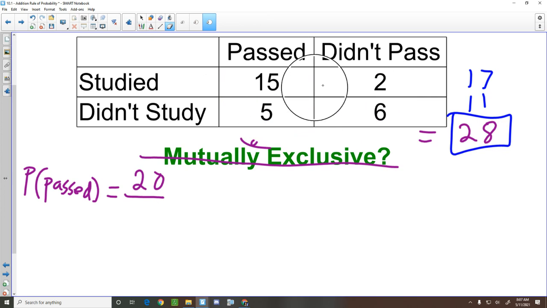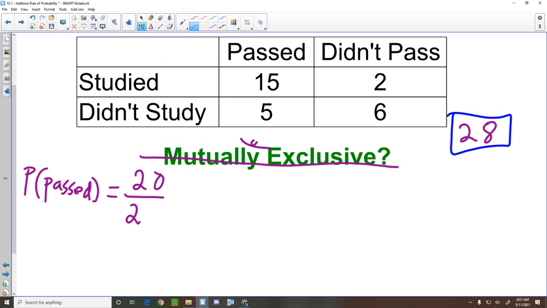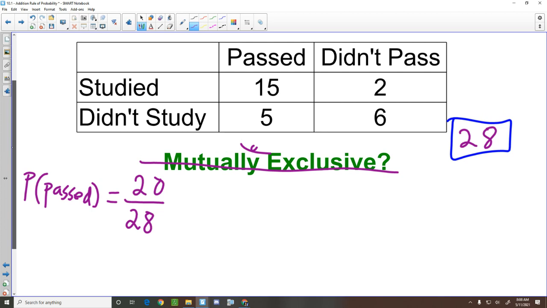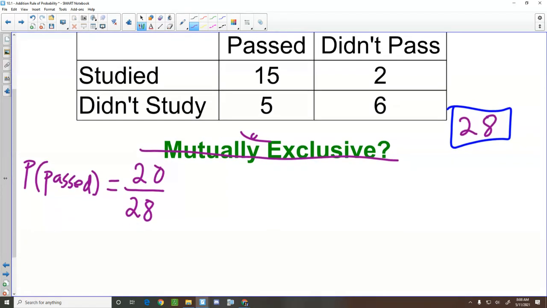So we have a total of 28 students. Let me clean this up a little. All right, so the number of students that passed, that's 20 out of 28. And we want to know the probability that the student passed or that a student studied. So how many students studied for the test altogether? So this is my studied category. And how many total students studied? Well, some of them passed, some didn't pass, but altogether there were 17 students that did study for this test.